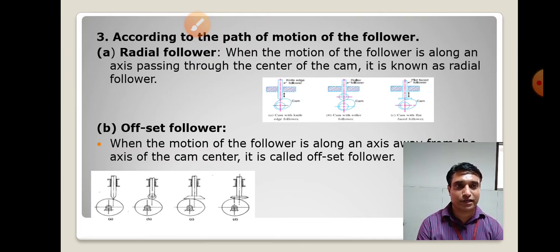We can see on the screen that the distance between the vertical axis of the cam and the longitudinal axis of the follower is 0. So this kind of follower is classified as a radial follower. In the second kind, known as the offset follower, we can see the distance between the vertical central axis of the cam and the longitudinal axis of the follower. The distance exists there. That's why this kind of follower is known as an offset follower.